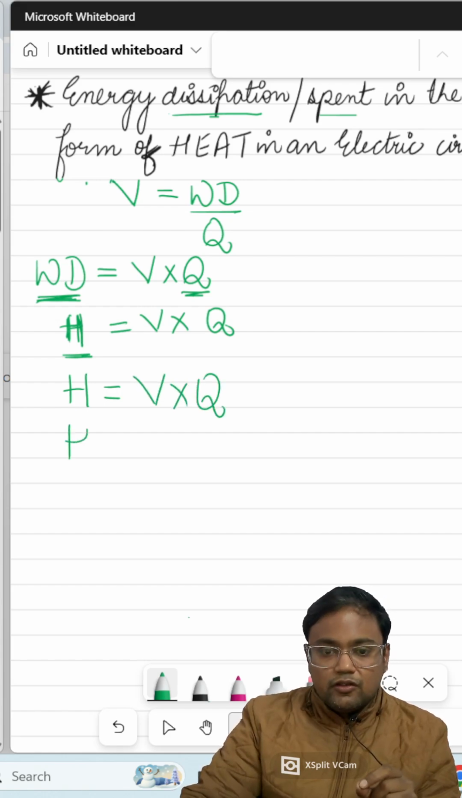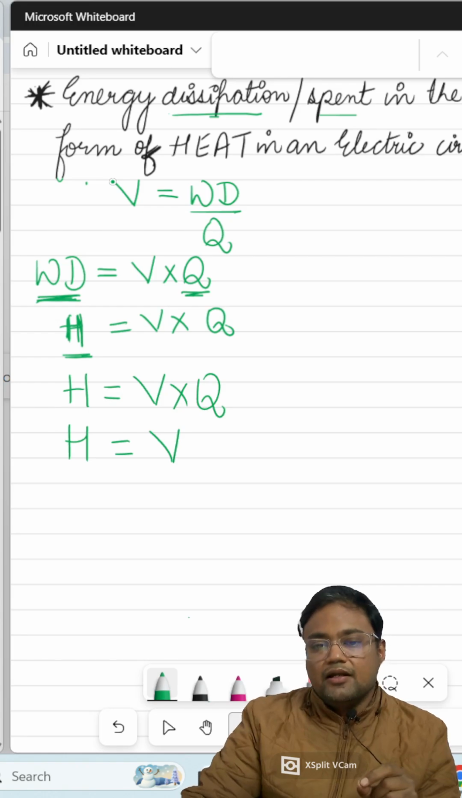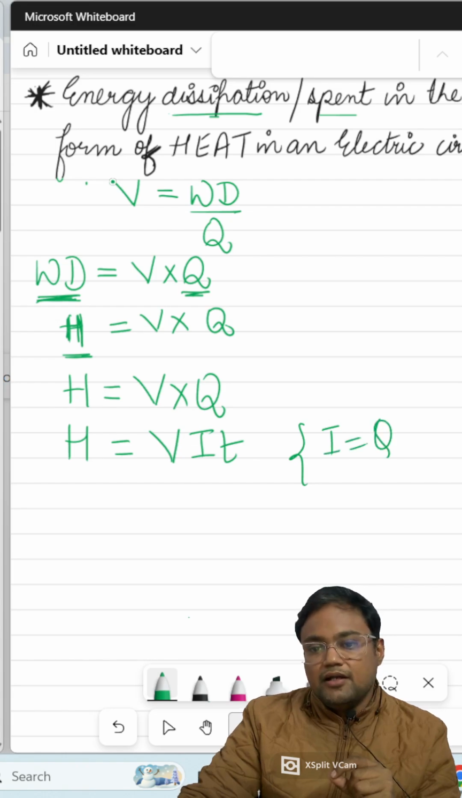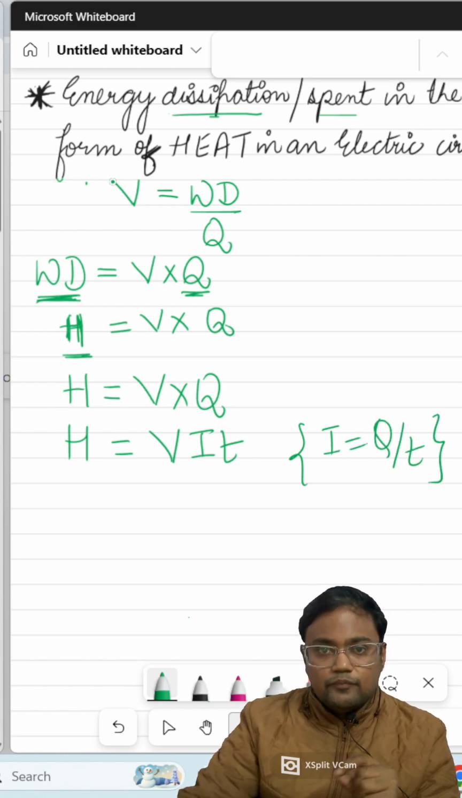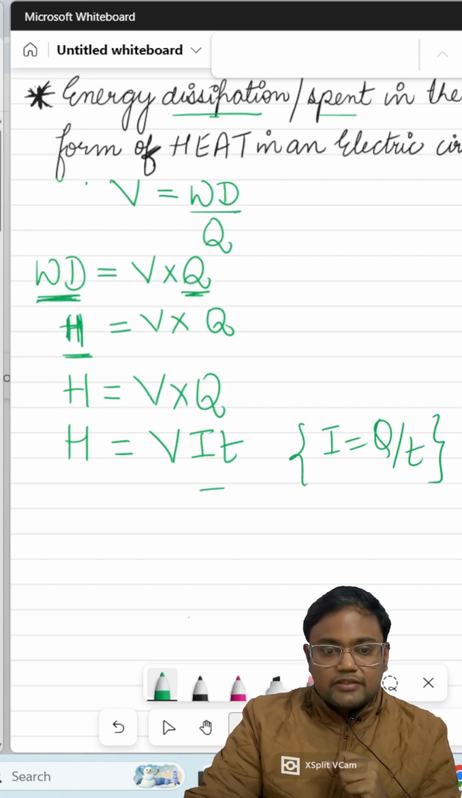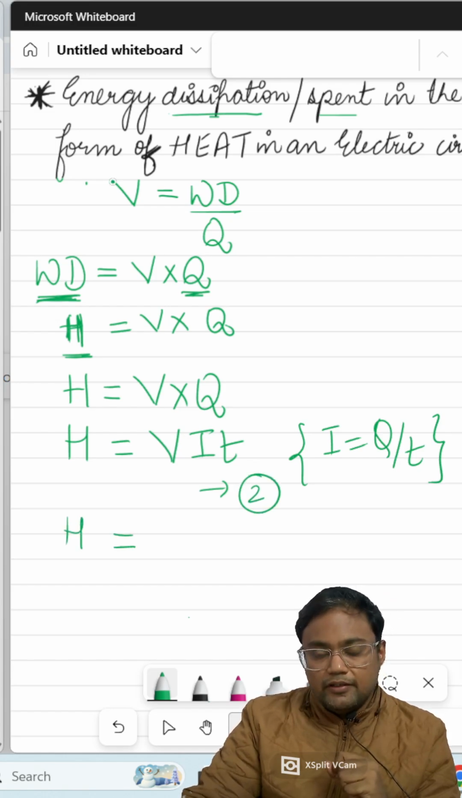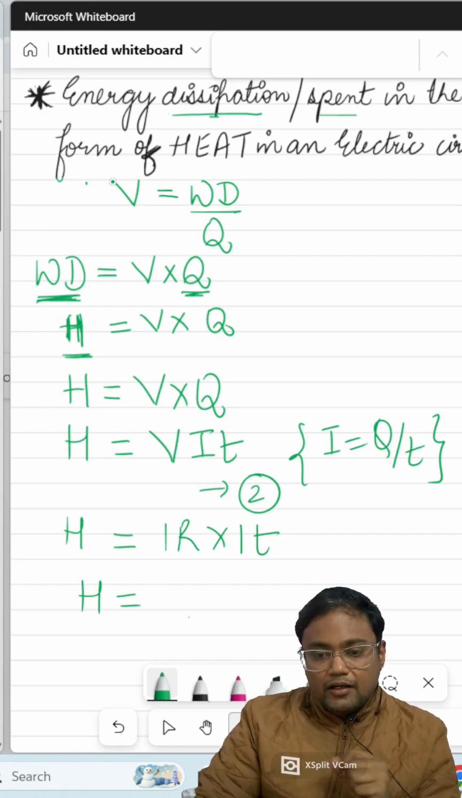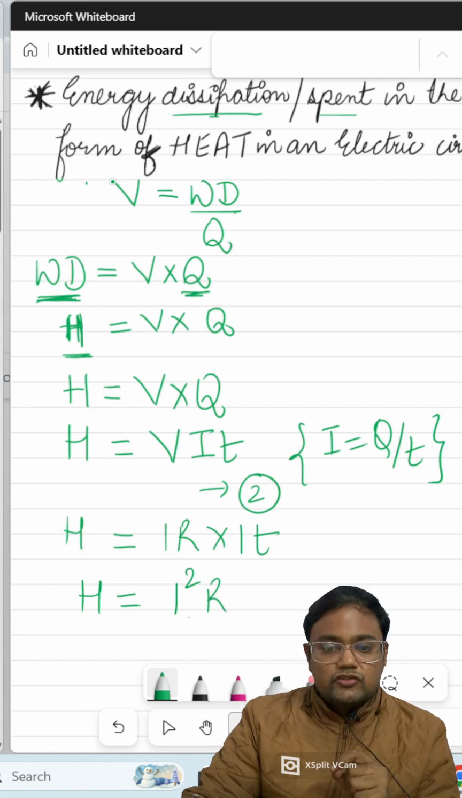Now by using the law of current, that is current is equal to flow of charge per unit time in a specified direction, I can write Q as product of I T, because current is equal to the quotient between Q and T, right? Charge and time. So this gives me expression number 2. Now if I smartly use Ohm's law here and substitute V as IR, then I will get IR into IT. Now I can suffice by writing I²Rt.